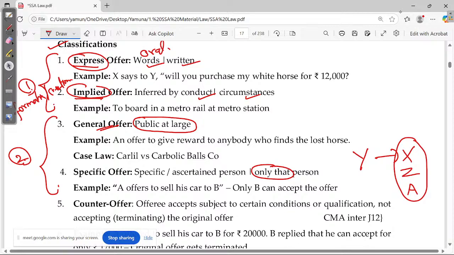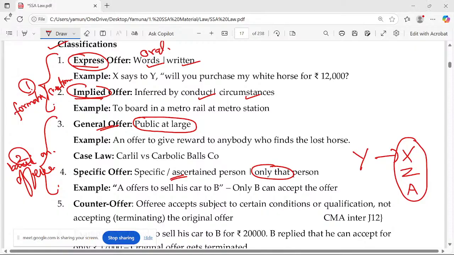But what happens to the general? It can be to the whole of India, whole of anything. So this is the second classification. This is based on offering. Please make a note on this. If the offeree is a general public, then you call this a general offer. If the offeree is a specific person or a specific group of persons, or probably we'll call it an ascertained person, ascertained meaning we prescribe some qualification that only he can accept it, then we'll call this a specific offer.